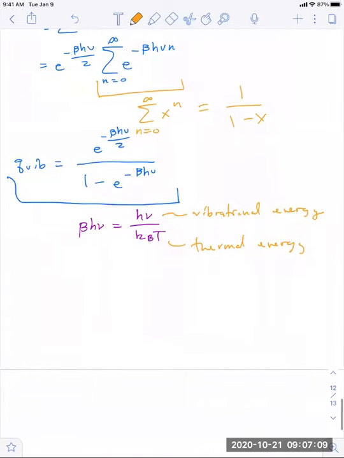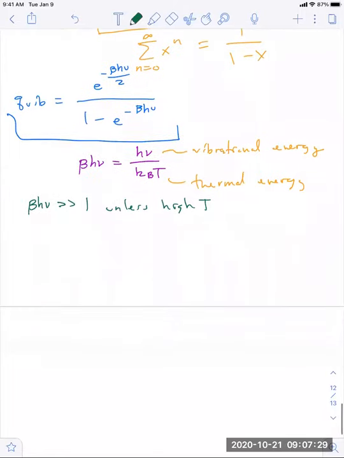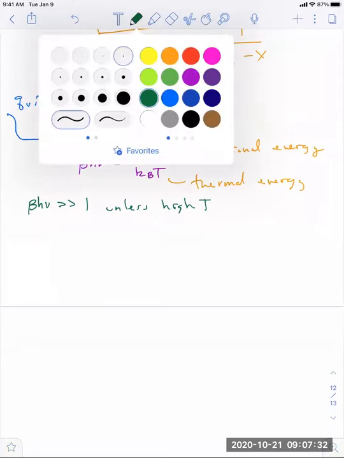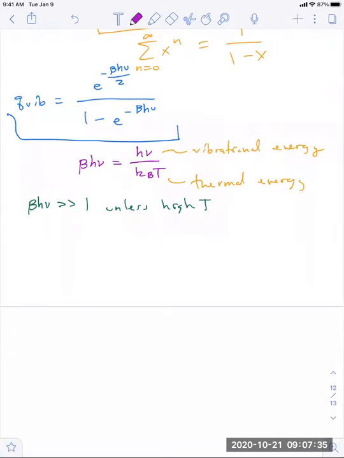As a general rule of thumb, beta h nu is usually much larger than 1, unless we're at really high temperature. So this has an implication that the energy levels for vibrational systems are sparsely spaced, because the frequencies are generally high relative to the temperature. But if we're in the case where beta h nu is much less than 1, then we have densely packed energies.